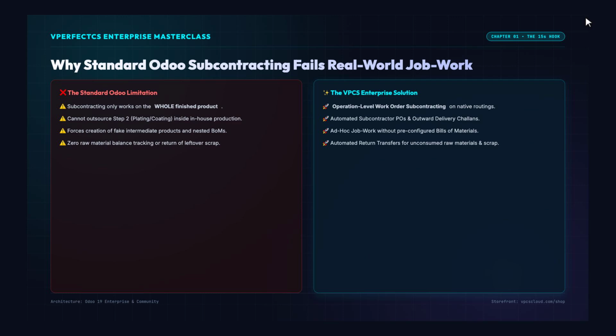In standard Odoo 19, Community and Enterprise, subcontracting only works if you outsource an entire finished product. But in real-world manufacturing, what happens when you build a product in-house and only need to outsource one intermediate operation, such as chrome plating, heat treatment, or powder coating? Standard Odoo forces you to create dummy products and nested bills of materials.